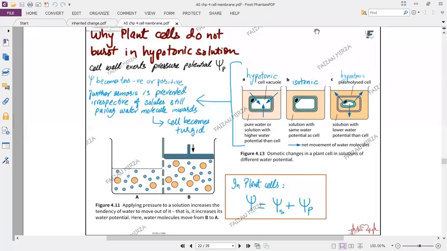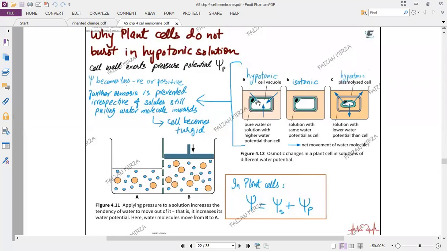And how so? When the cell is placed in a hypotonic solution, you know that the cell will start to take up water. As this water is entering, the cell will become turgid. The cell wall will start to exert pressure potential onto the protoplast. The water potential becomes less negative or positive. Further osmosis is prevented, irrespective of the solutes still pulling water molecules inward, because the cell becomes turgid.